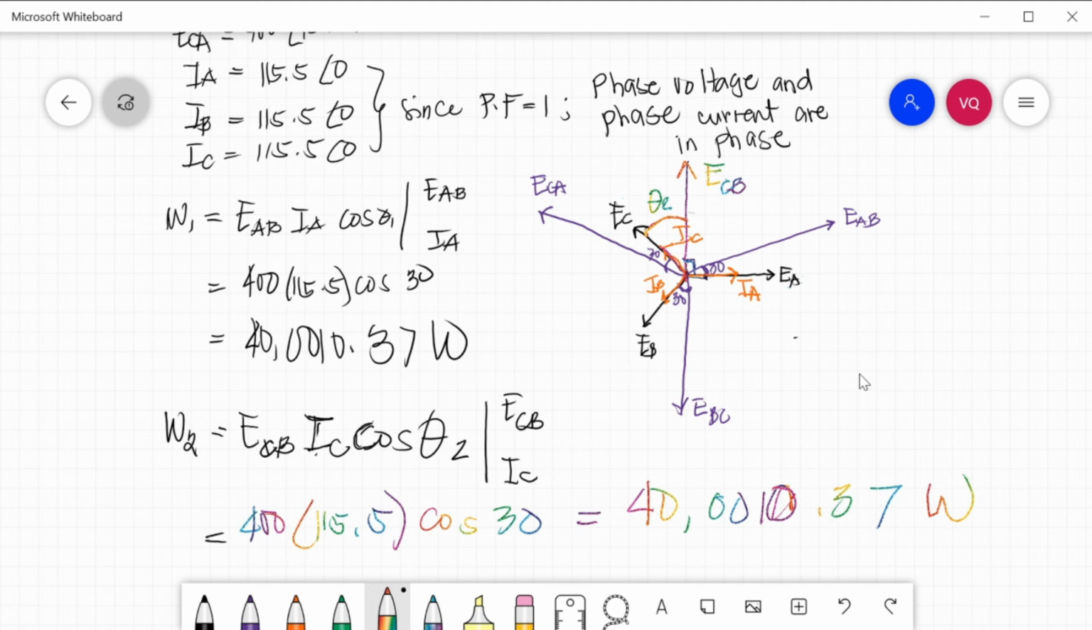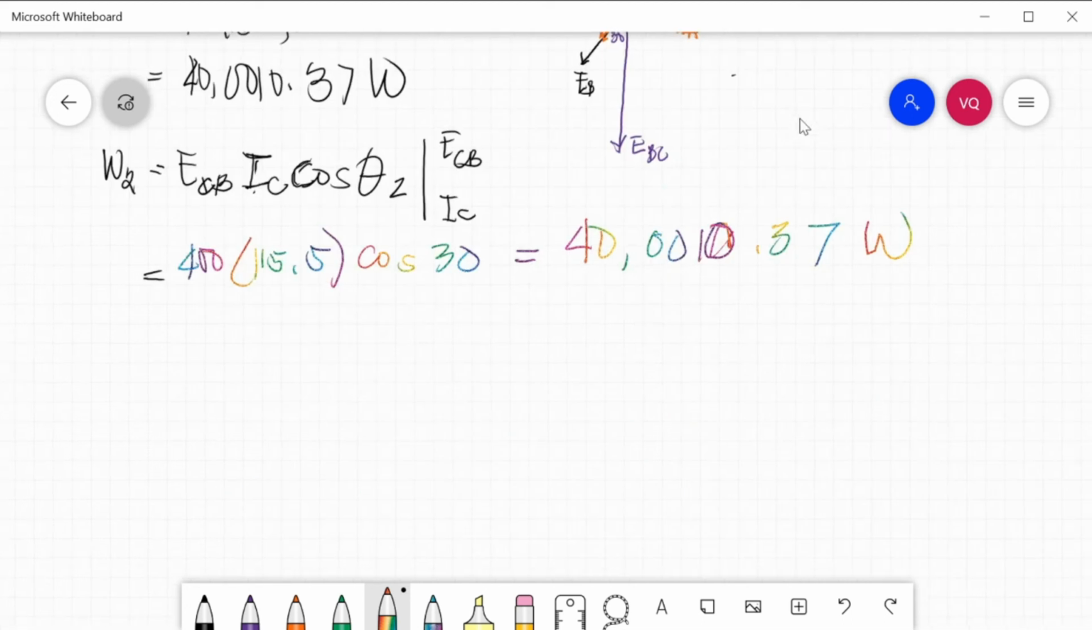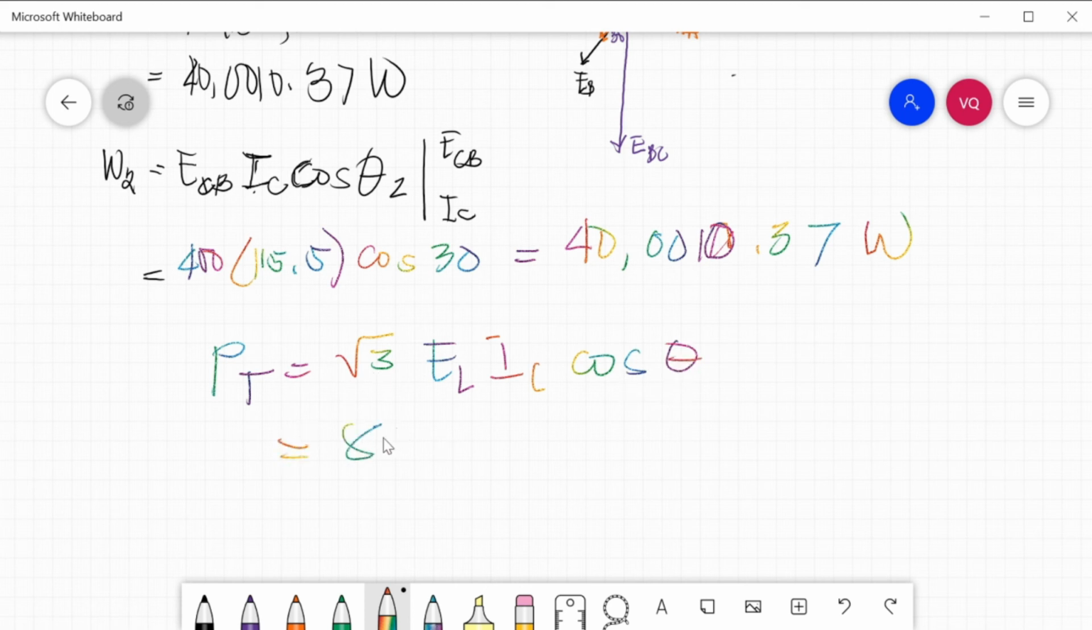Therefore, we can say that if you have a unity power factor, your total power will just be divided by 2. We can compute total power, which is equal to square root of 3 EL IL cosine theta. You will get here 80,020 watts. So when your power factor is unity, power factor equal to 1, in the 2 wattmeter method the readings of wattmeter 1 and wattmeter 2 are equal. Wattmeter 1 is 40,000 and the other one is 40,000, so you just divide the total by 2.